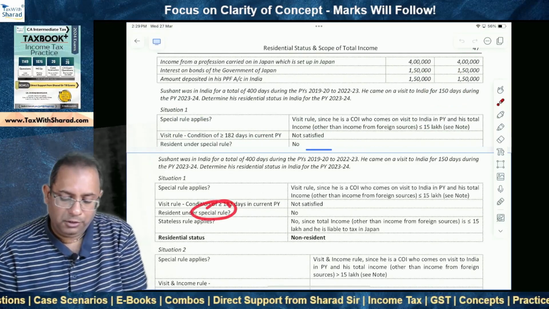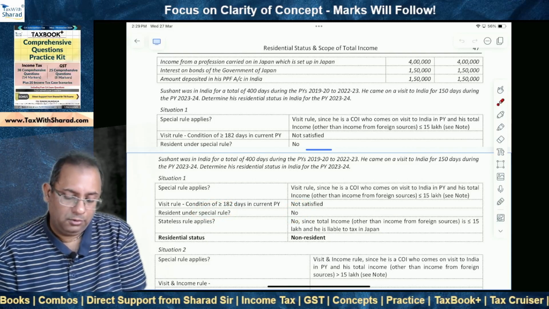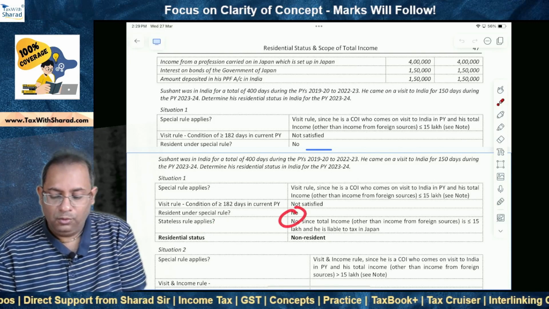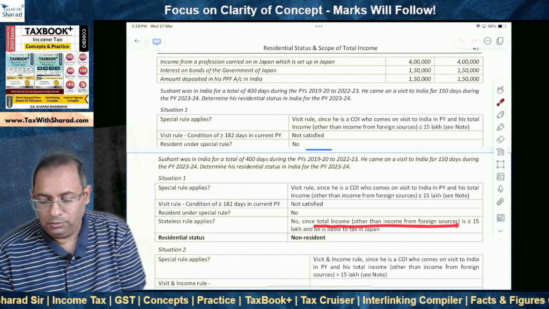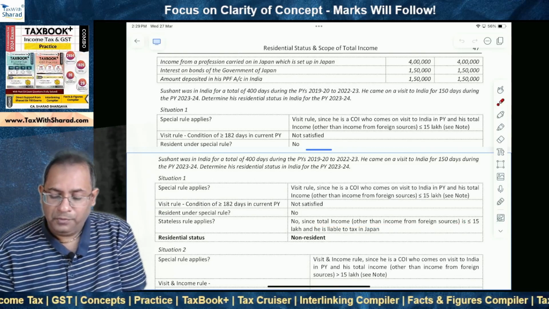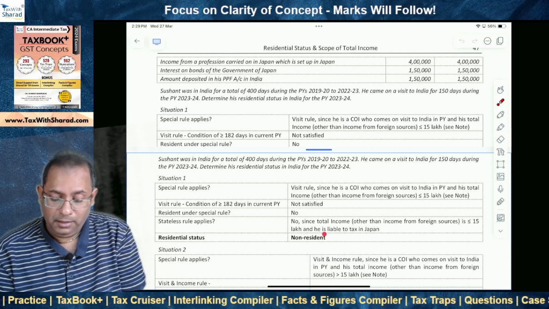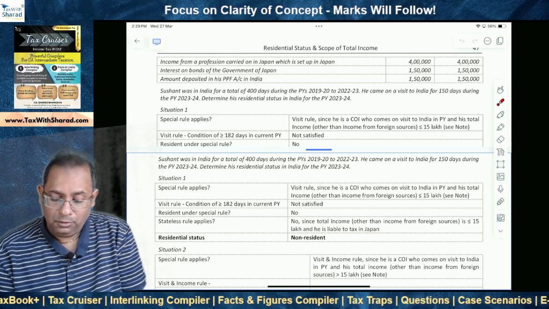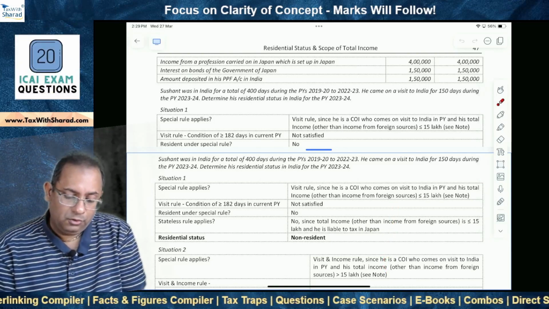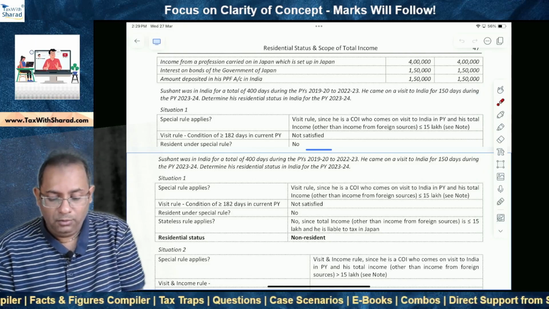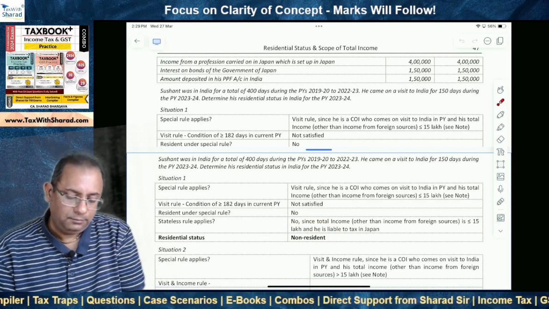So is he a resident under the special rule? No. So do we need to go to the general rule? No, we need to go to the stateless rule. Does the stateless rule apply? No. Why? Because one of the conditions under that rule is that total income other than income from foreign sources should be more than 15 lakh, which is not the case here. The other condition is that he should not be liable to tax elsewhere, but he is liable to tax in Japan. So because of these facts, the stateless rule doesn't apply to him. So he is not becoming a resident under any rule. So his ultimate residential status will be that of a non-resident.